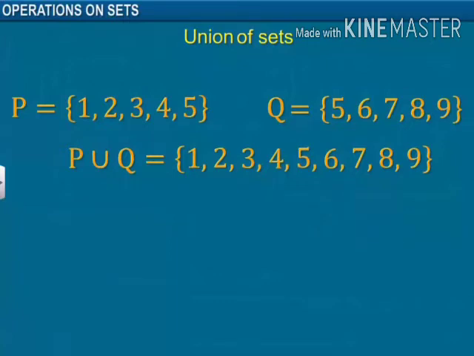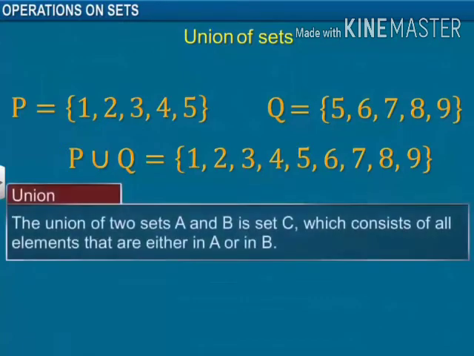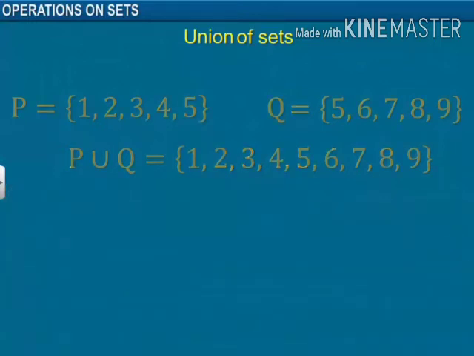The definition of union can be as follows. The union of two sets A and B is set C, which consists of all those elements that are either in A or in B. Symbolically, the union of sets A and B is represented as shown.